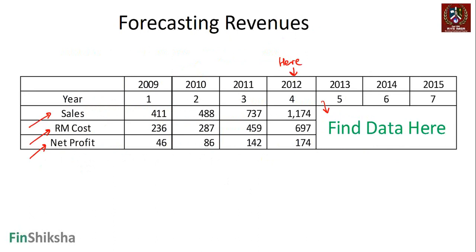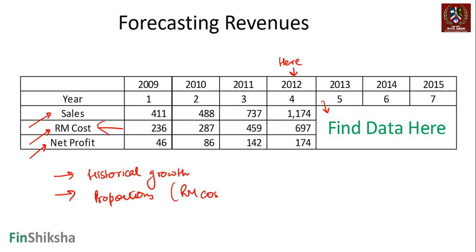Now, there are various ways to do that. One is to figure out historical growth and base the forecast on that. In some cases, we can use proportions as well. Where do proportions work? Proportions work with things like raw material costs, like raw material cost as a percentage of sales. We can try and find that out, see what kind of growth has been exhibited, and project it based on that. When we are looking at historical growth, we are basically doing what is called trend analysis, right?